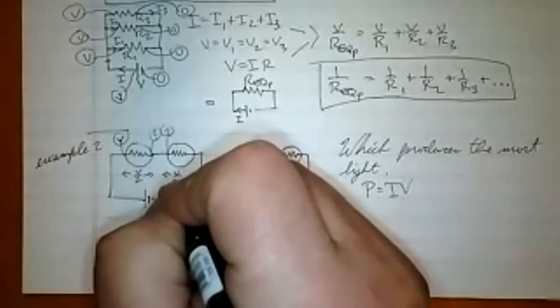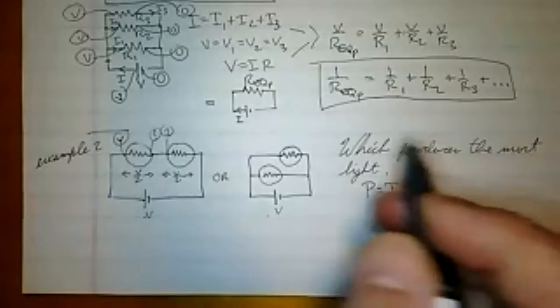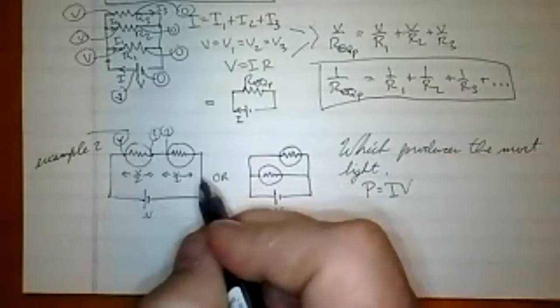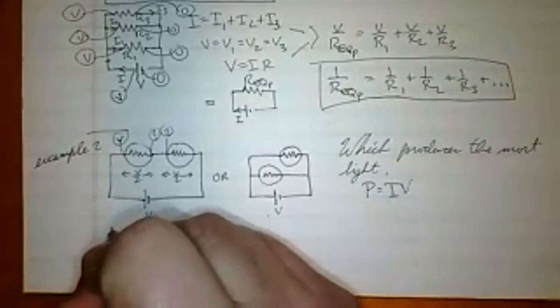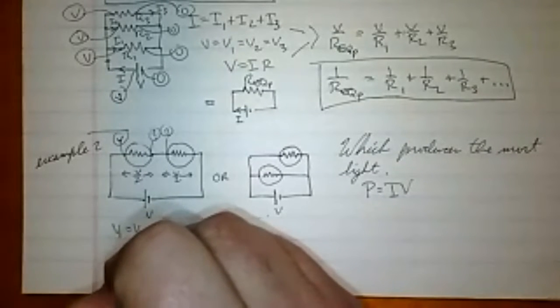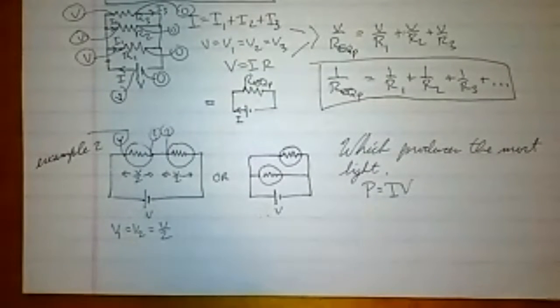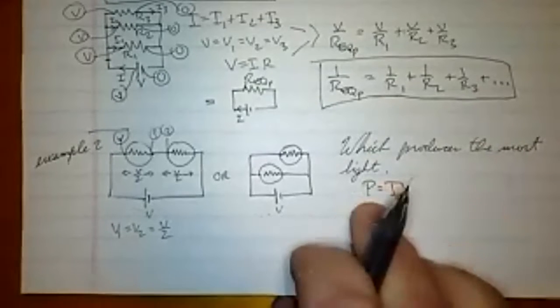Does everybody get that logic? Because the total amount it's got to drop across the two must be V, and since they're identical, there's no reason for the voltage drop to be different on each one. So V1 equals V2 equals V over 2. So we now have the voltage. We want the current too.